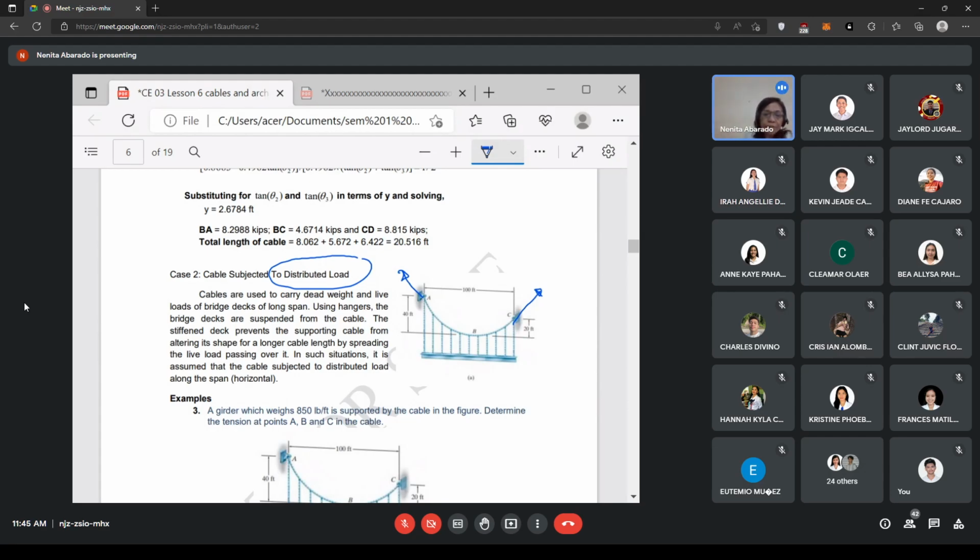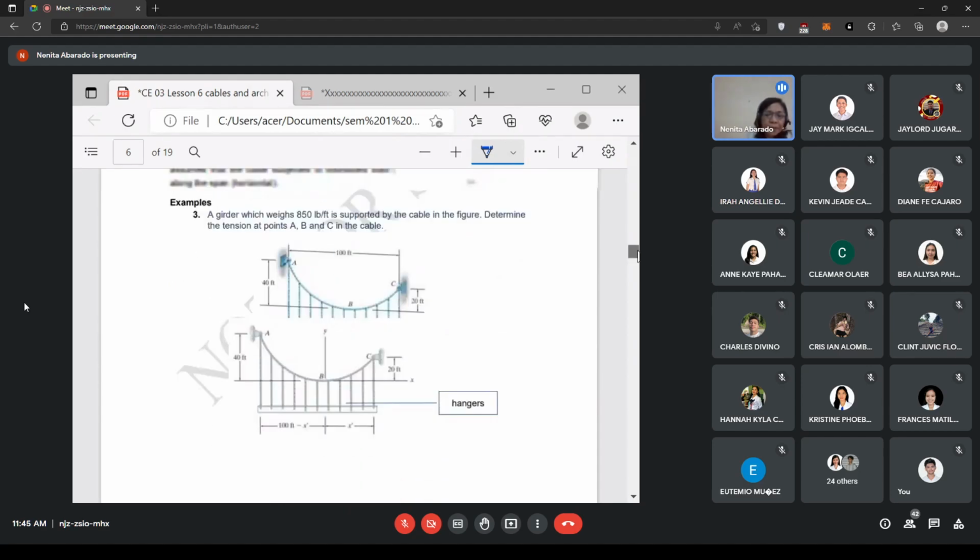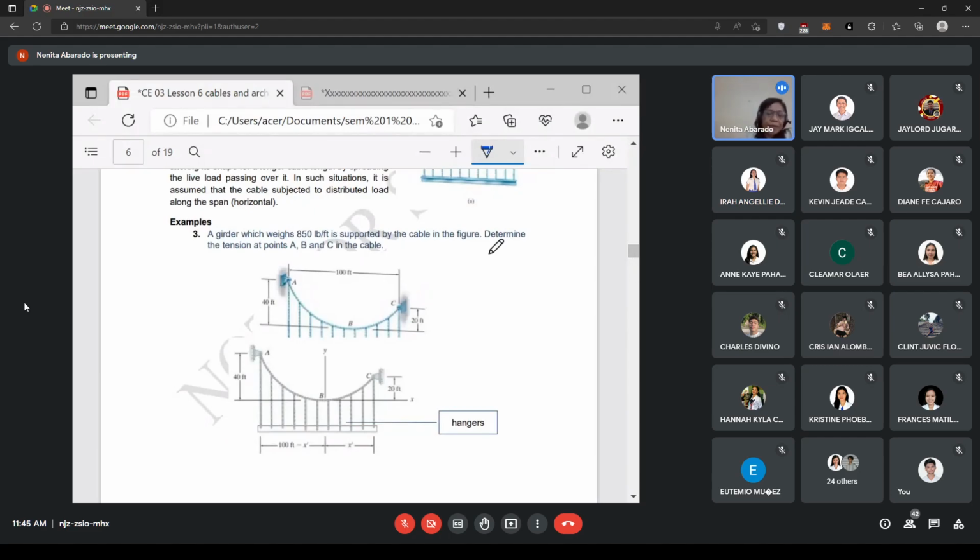So therefore, let us have an example. Let us go straight to the illustration by example. Let's say there is a girder which weighs 850 pounds per foot, which is supported by the cable in the figure. So determine the tensions at A and B. So let's say tensions at point A and tensions at point B. This cable is supporting a girder, let's say the girder of a bridge.